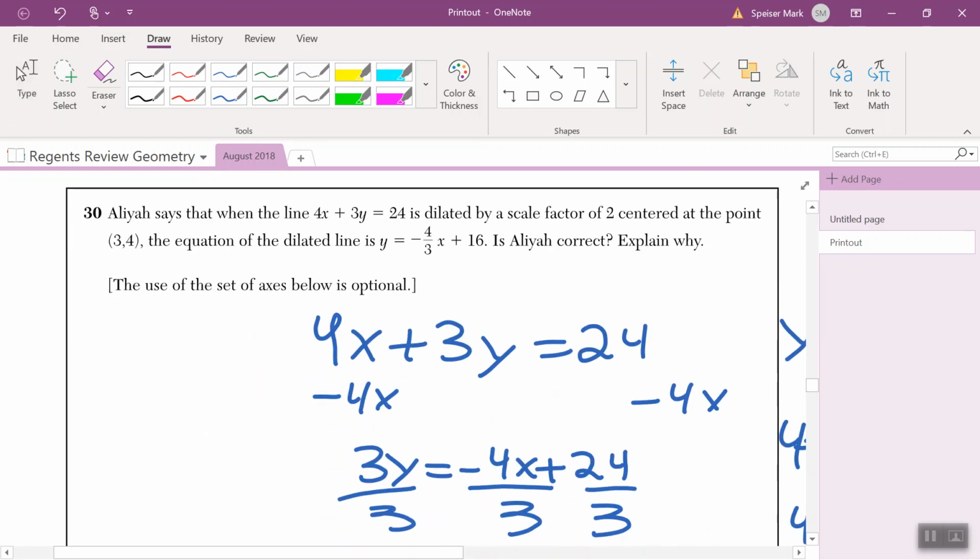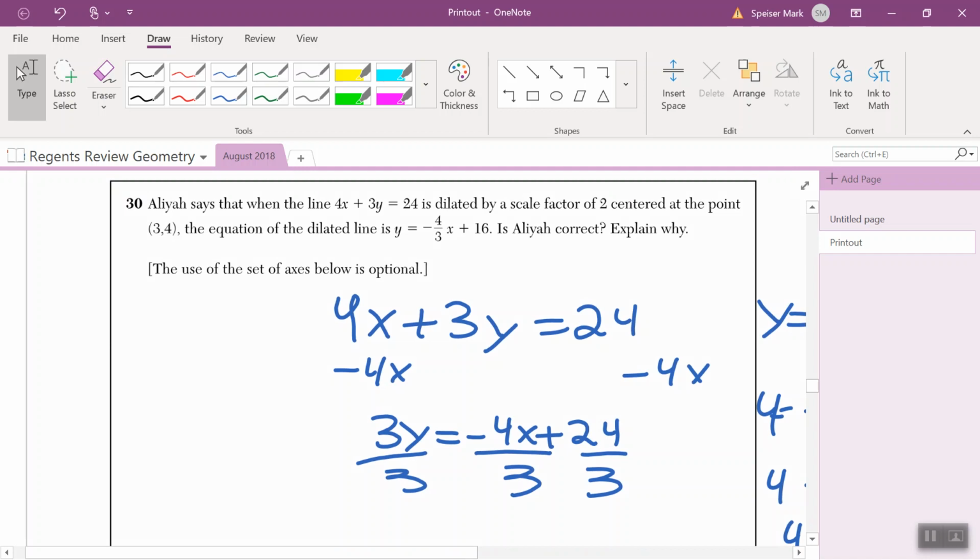Question 30. Aaliyah says that when the line 4x plus 3y equals 24 is dilated by a scale factor of 2, centered at the point 3, 4, the equation of the dilated line is y equals -4/3 x plus 16. Is Aaliyah correct? Explain why. The use of the axes below is optional. I will use them at the end.